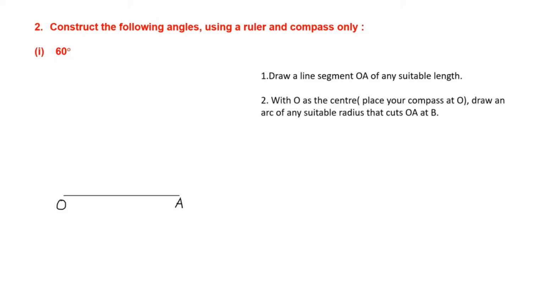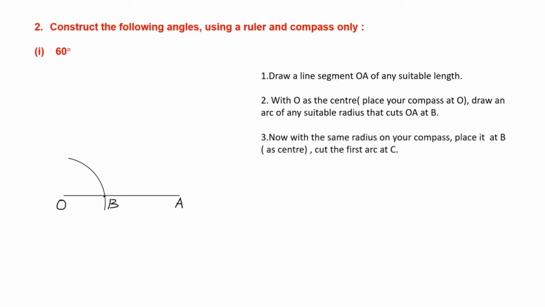With O as the center, that is placing your compass at O, draw an arc again of any suitable radius. You don't have to take any particular measurement, any suitable radius that will cut this line OA at a particular point which we will name. So we have drawn an arc and this arc has cut this line OA at a point and we're going to name this point B.